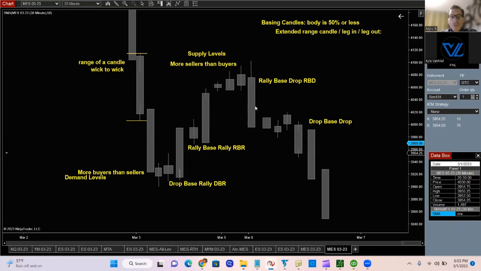So this is how you identify your levels. You look for a candle where the majority of the candle is body. When you start seeing some basing candles, you know you're starting to form a base, and if you move out of there, then you know that you have a leg out. And this just happens all day long, all throughout the chart.